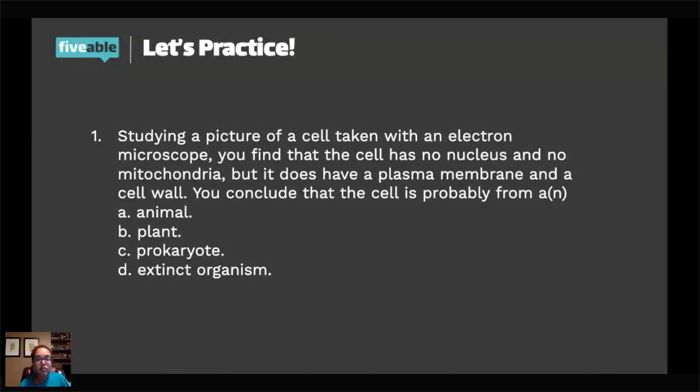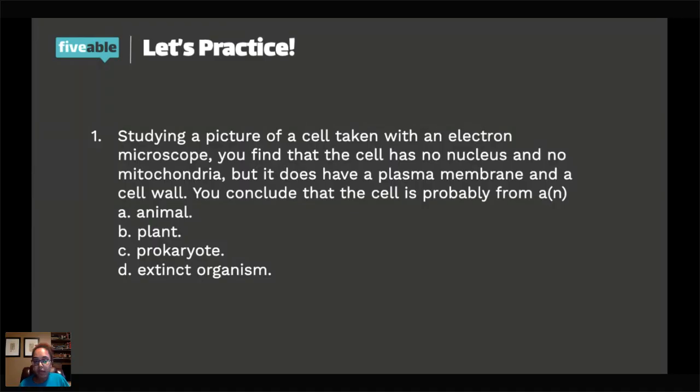The fact that there's no nucleus and no mitochondria means it cannot be eukaryotic at all. All plants and all animals have a nucleus and they all have mitochondria. You need mitochondria to produce energy and you need your nucleus to house your DNA. So you know that it can't be animal or plant because those both fall under eukaryotes and all eukaryotes have nucleus and mitochondria. And so it is prokaryote. The answer is C for those of you who put C in the chat.